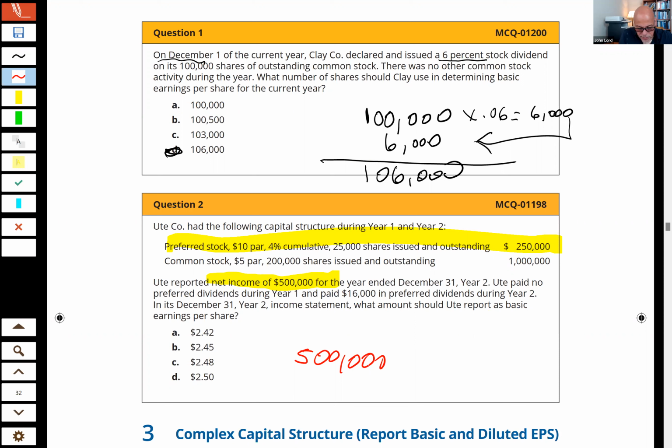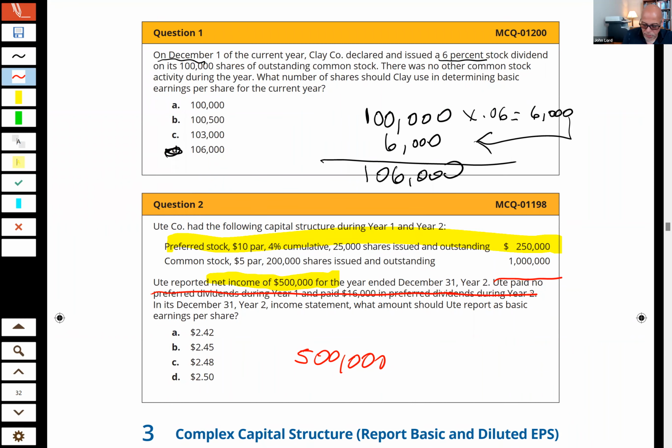So I take a look and they tell me that the preferred dividends for year one, they paid no dividends in year one and paid $16,000 in preferred dividends during year two. And I don't care when they paid them. I don't care what they declared. It doesn't matter. The dividends on the cumulative accrue regardless. Okay, so that's all distractor information.